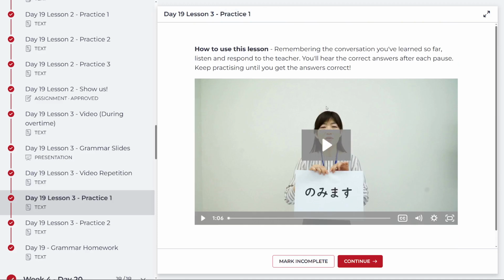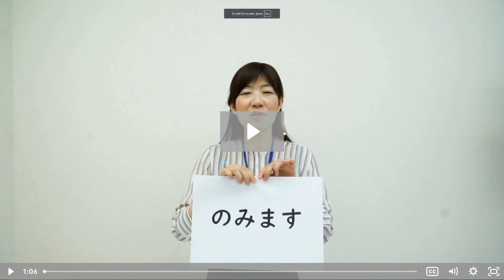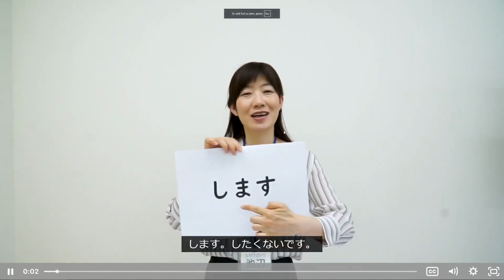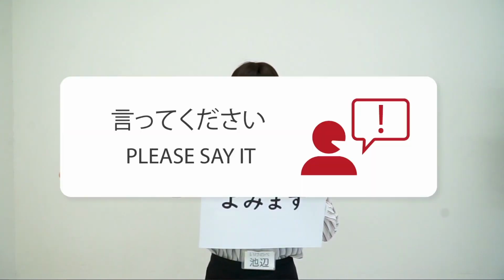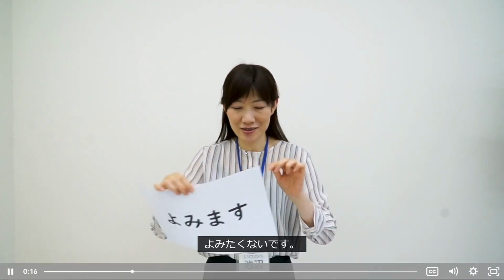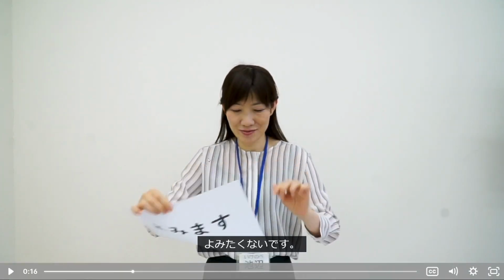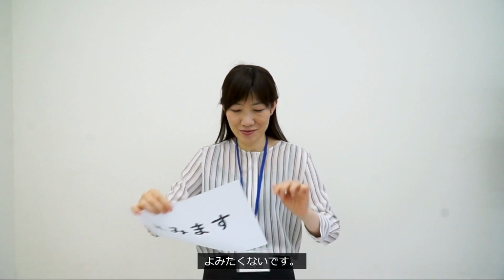All right, practice 1. Shimasu. Shitakunai desu. Yomimasu. Yomitakunai desu. So tai? Yomi turns into yomitakunai desu. It was yomimasu, get rid of the mas. Takunai, because the i in tai is what we're conjugating to be kunai.